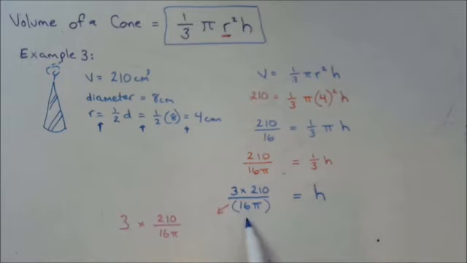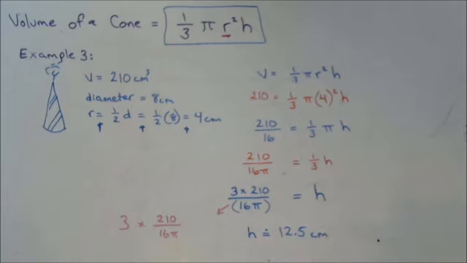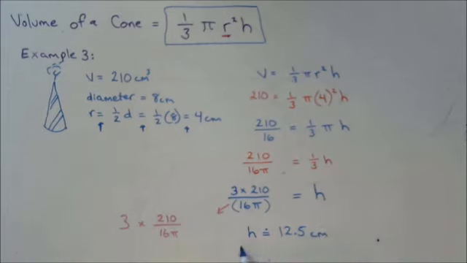It's right around 50. Anyway, in your calculator carefully, you end up with a height of approximately 12.5. Double check the question to see what my units are. We're measuring in centimeters. There we go. The height of the conical firework is approximately 12.5 centimeters.